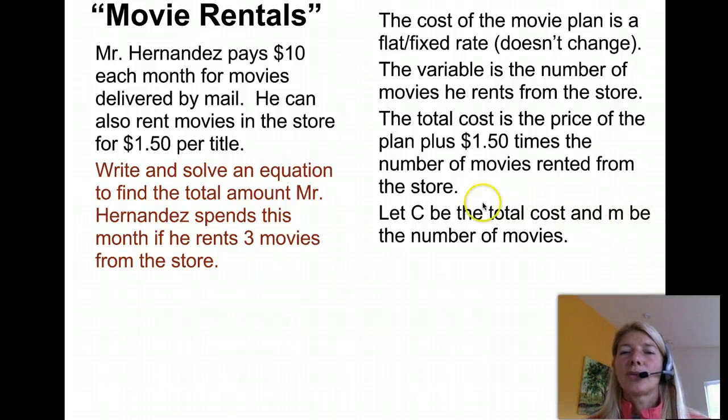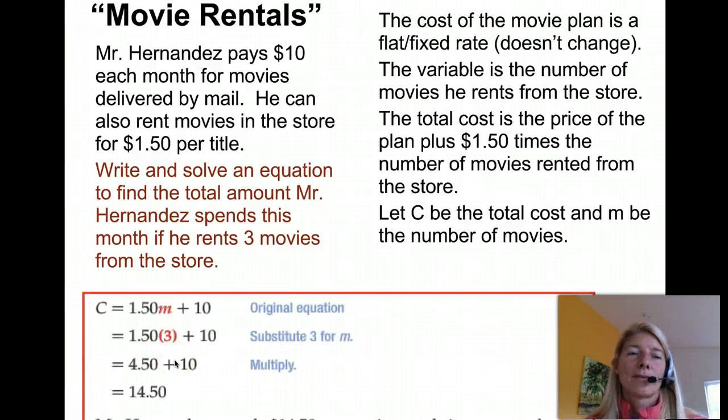Again, we're going to choose other variables other than x and y. We're going to let c be the total cost and m be the number of movies. Just makes sense. So, writing our equation, this is our y equals mx plus b equation. Our total cost is going to be equal to $1.50 per movie. Those are multiplied, plus a one-time fee of $10 for the month. This question says he is going to rent 3 movies. So we put in 3 in place of m, which stands for our number of movies. We multiply 3 times $1.50, get $4.50, add the 10, and we find out that Mr. Hernandez will spend $14.50 on movie rentals in 1 month.